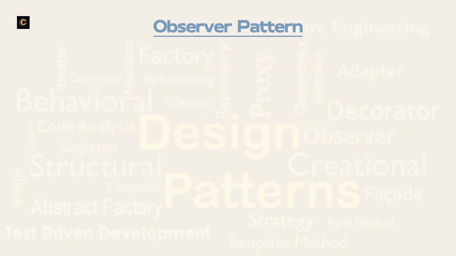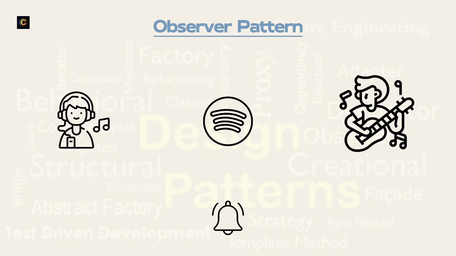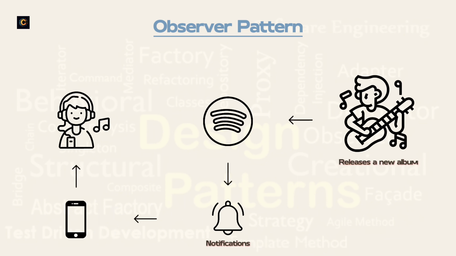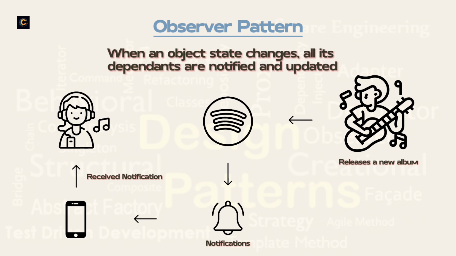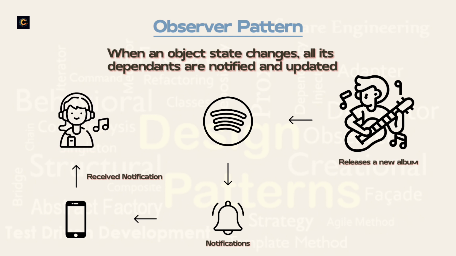Imagine you are following your artist on a music streaming platform and you want to receive notifications whenever they release a new album. The observer pattern ensures that when an object's state changes, all its dependents are notified and updated automatically, just like receiving album release notifications.